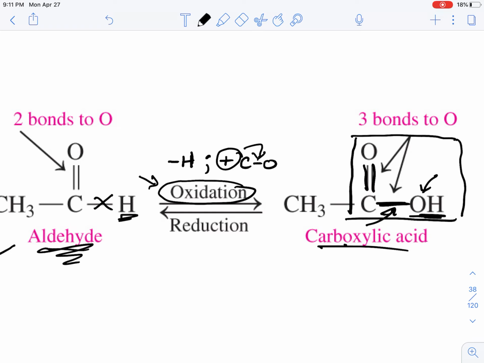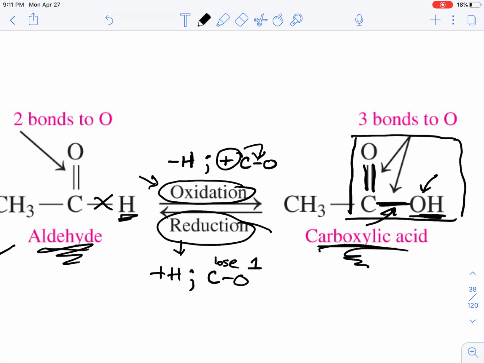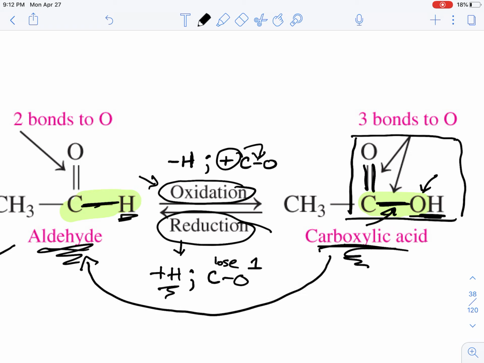And we can also do this in reverse. Let's just say that our starting material was a carboxylic acid. If it undergoes reduction, that means it's going to gain a hydrogen, and it's going to lose one connection between carbon and oxygen. So here I have a connection between carbon and oxygen. And here on the left-hand side, notice that that connection is gone between carbon and oxygen. And at the same time, I gain a connection to a hydrogen. And so when you take a carboxylic acid and you reduce it, you form an aldehyde.